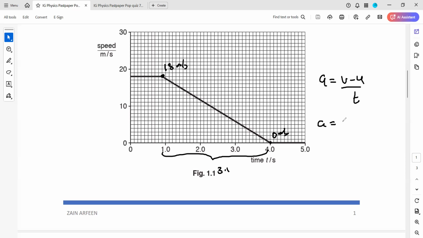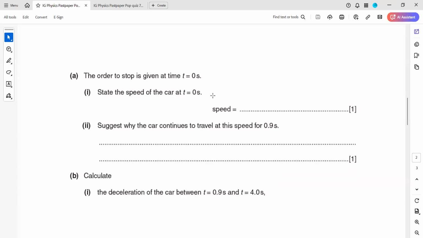So for the deceleration, the final velocity is 0, the initial velocity is 18, and the time interval is 3.1. So minus 18 divided by 3.1 gives 5.8. It will be negative 5.8 meters per second squared, but we don't have to write a negative sign because they already mentioned it's a deceleration. When the question mentions deceleration, you don't have to write a negative sign. You just need the magnitude, so instead of writing negative 5.8, we write only 5.8.